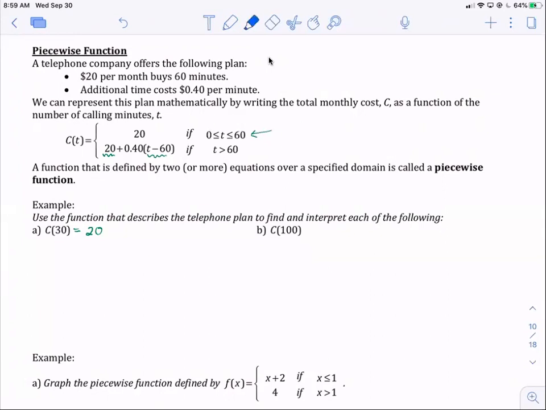Okay, so looking at C of 100, now 100 is greater than 60, so we're going to be plugging into the bottom equation. So we're going to have 20 plus 0.40 times 100 minus 60. So we have 20 plus 0.4 times, 100 minus 60 is 40. So we have 20 plus, 4/10 of 40 is 16. And 20 plus 16 is $36.